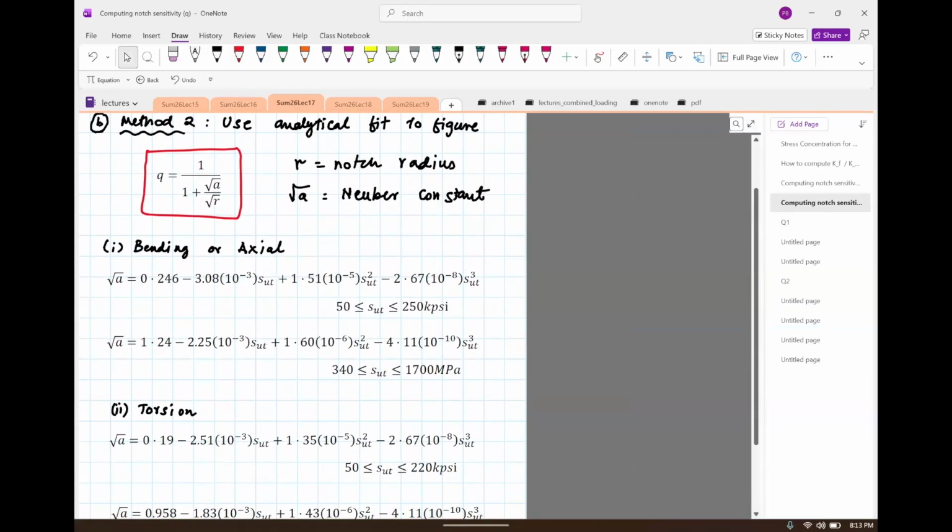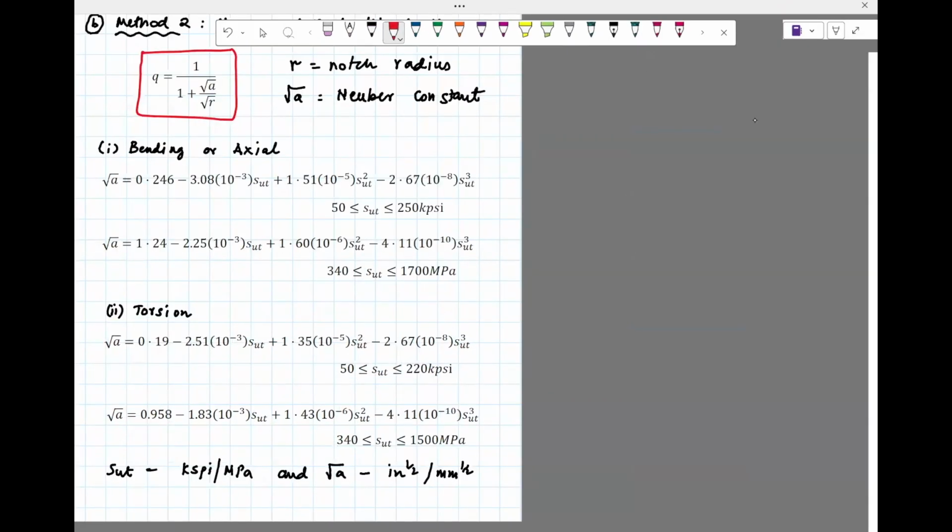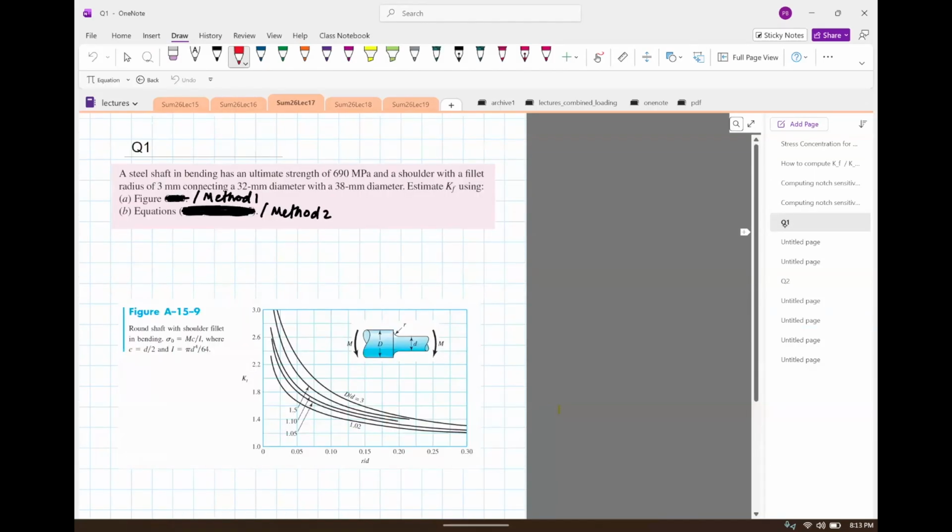They look pretty complicated, but really, once you program them in some software, it's just a matter of plugging in the values and evaluating it. Okay, so there are different factors for bending or axial, and then there's one for torsion. So this is Q, and this is clearly Qs, right? Okay, so what we'll do is we'll see how to apply this.